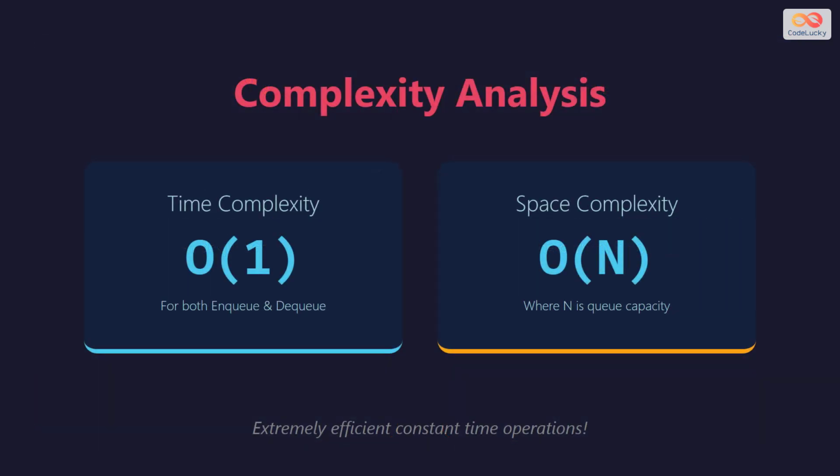The best part about a circular queue is its performance. Both adding and removing elements happen in constant time, or O(1). This makes it incredibly fast. The space complexity is O(n), directly proportional to the capacity we define.